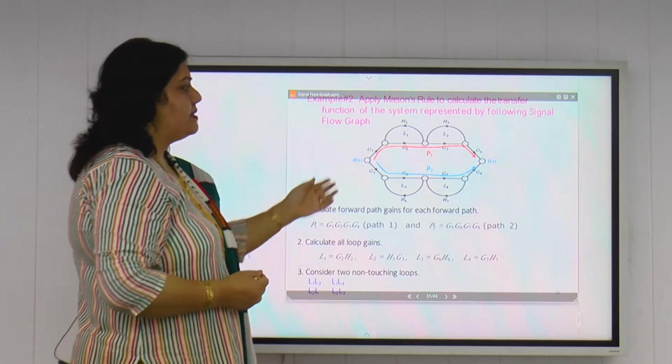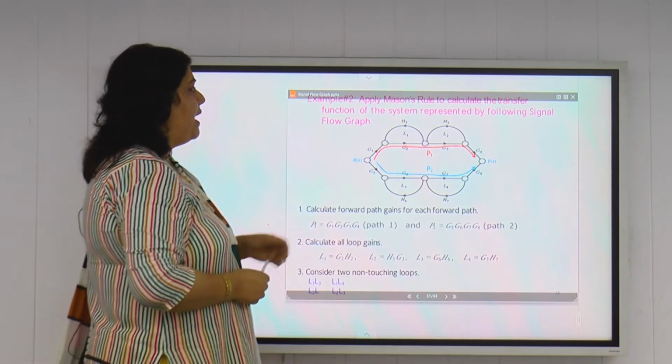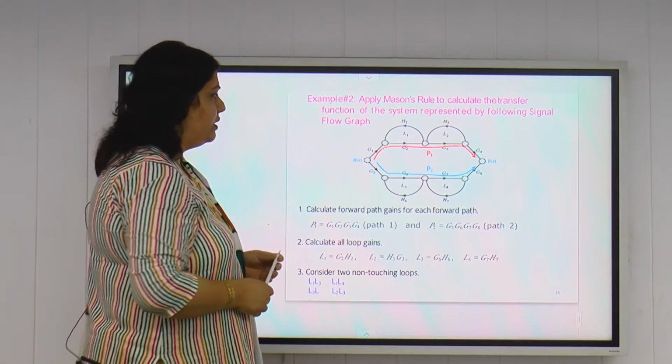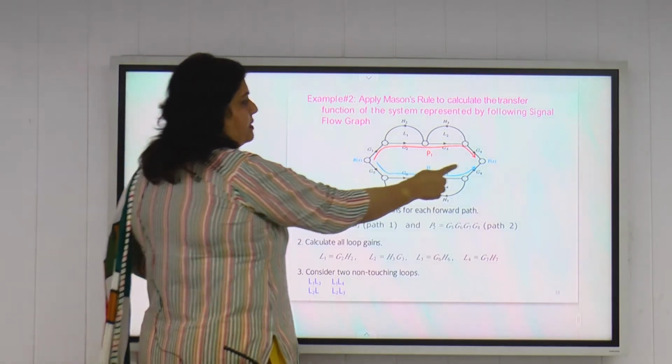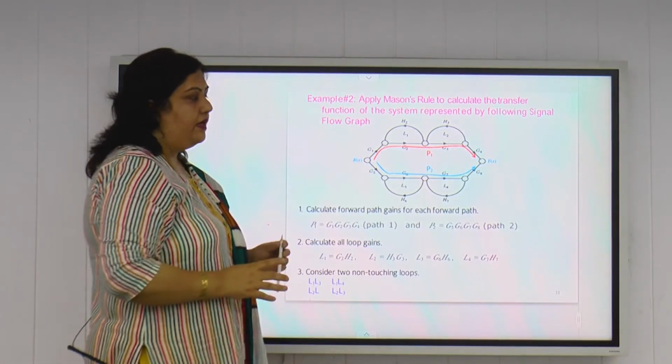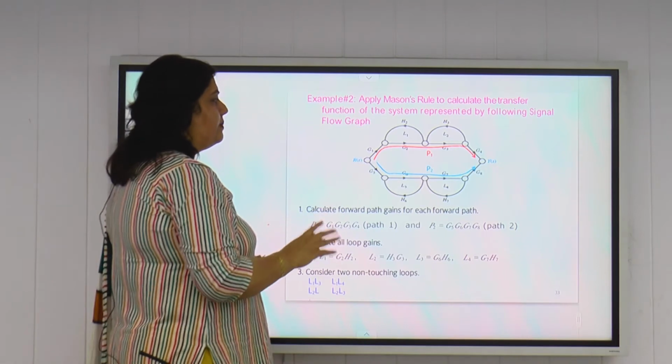Another example: this is a signal flow graph shown here. We have to apply Mason's gain formula on this signal flow graph to find the transfer function. R(s) is the input and Y(s) is the output. We have to find Y(s) upon R(s), the transfer function.